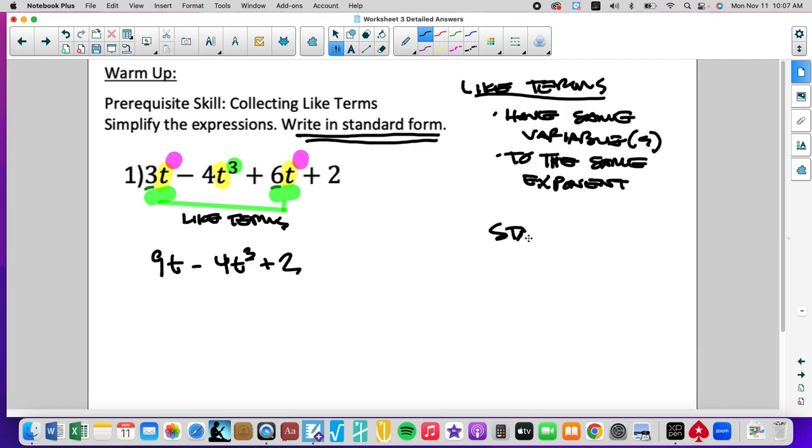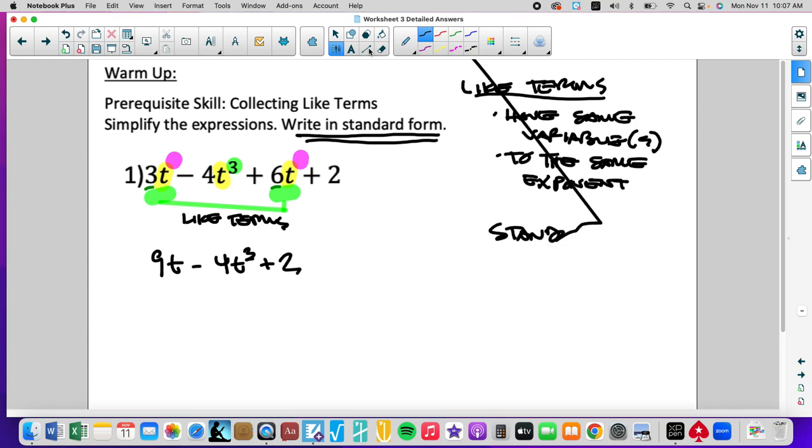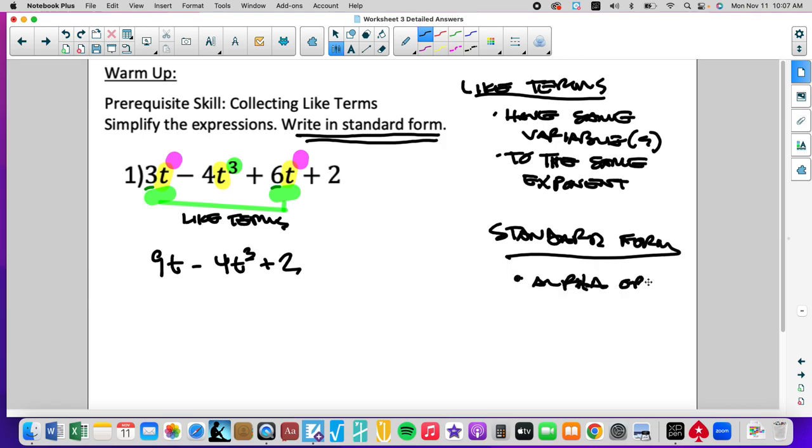So standard form. Sorry, didn't mean to do that. Standard form is in alphabetical order, and then if they have the same letter, which these do, we do the biggest exponent. Sorry, I can't stop with this clicking, it's this pen. Alpha order, and then biggest exponent.